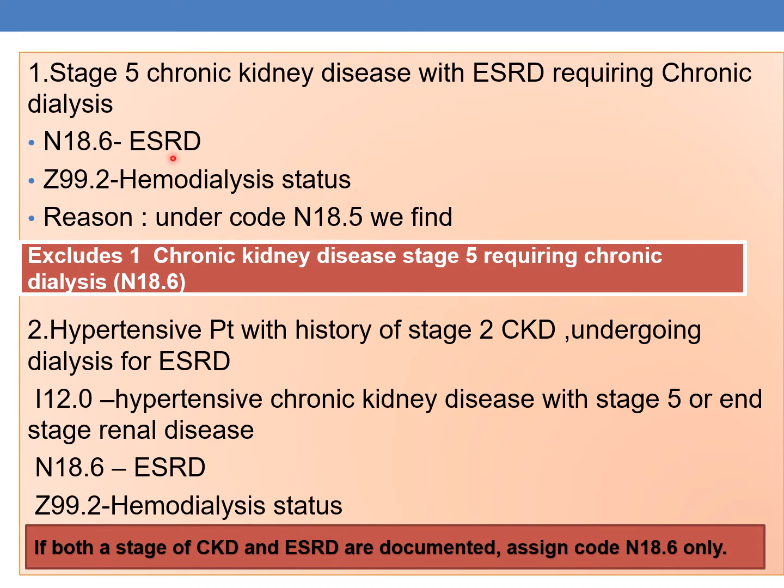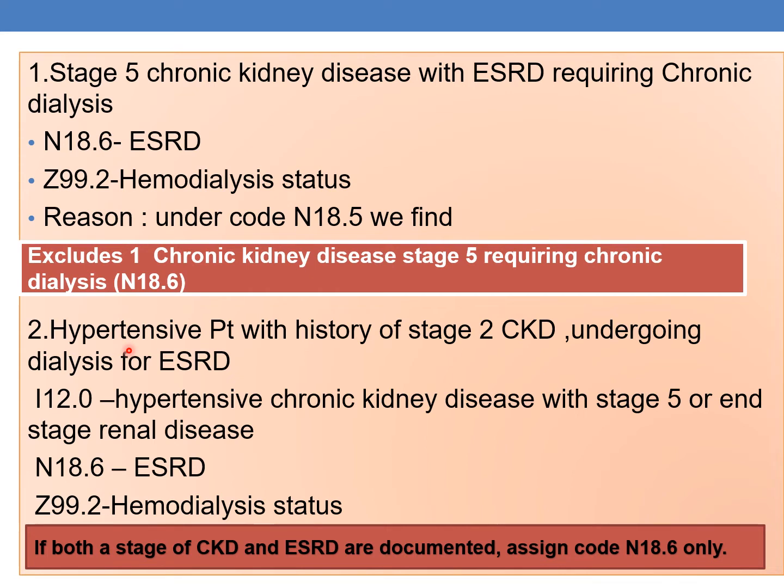In this case, there is one more note. Usually when you find N18.5 in the tabular list, you will find an Excludes1 note under the N18.5 code. That is Excludes1: chronic kidney disease stage 5 requiring chronic renal dialysis. This indicates that whenever the physician documents chronic kidney disease stage 5 requiring chronic dialysis, then you should code N18.6, not N18.5. You can find this in the tabular list.